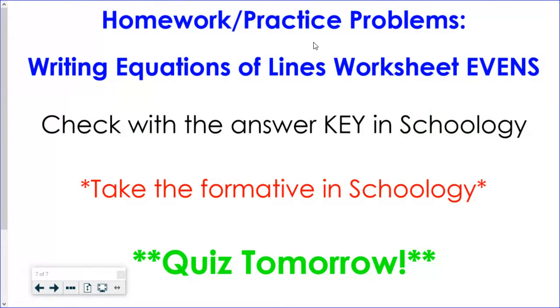So do the practice problems. The worksheet, you only need to do the evens. Make sure you know how to do all of that because we do have a summative quiz tomorrow. So make sure you do the worksheet, check your answers, and take the formative, please. And read the directions. Have a great day. Let me know if you need any help.